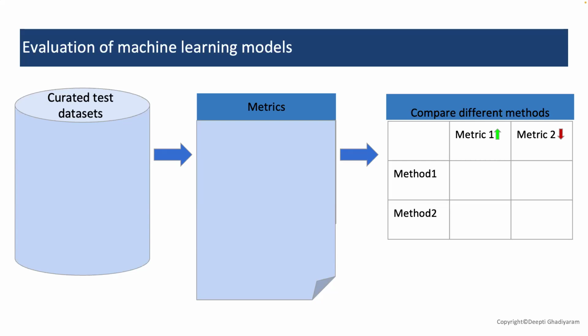So we need two things. We need curated data sets, and we need metrics. These two will help us compare model one with model two. Unfortunately, there aren't any curated test data sets. This is because of the fundamental nature of the task, because this is generative in nature. So there isn't a curated labeled data set that could be leveraged here.